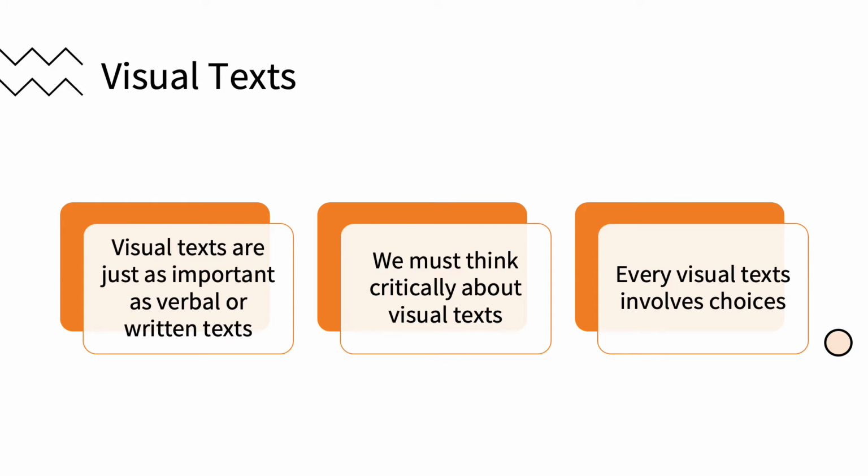Visual texts are just as important as verbal or written text. If you think about it, you are constantly looking at visual text. Billboards, posters, signs, commercials, advertisements, all those things are considered visual text. It's important as a writer to think critically about these visual texts, just as critically as we think about written text. And then it's also important to keep in mind that every visual text involves a series of choices, and you will be expected to make all of those choices to create a visual text for this project.